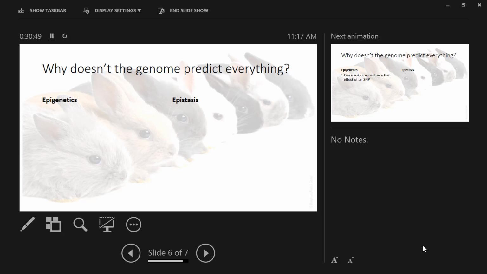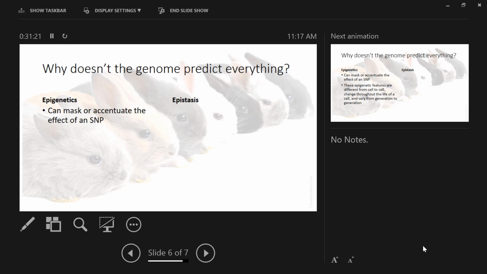Okay, so why doesn't the genome predict everything? First of all, we've got epigenetic changes. And we know this from our work on previous classes about epigenetics. We can mask the effects of a mutation. We can completely mask a single nucleotide polymorphism, right? You could have a super rare single nucleotide polymorphism that would be devastating if it were expressed. But if you methylate that region, it doesn't matter. It doesn't get expressed, right?